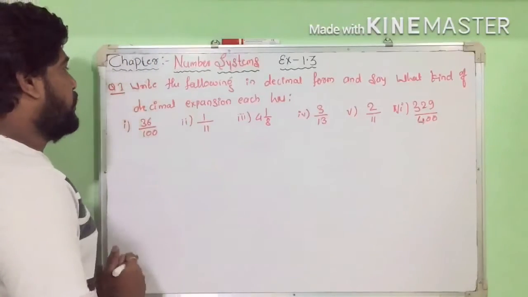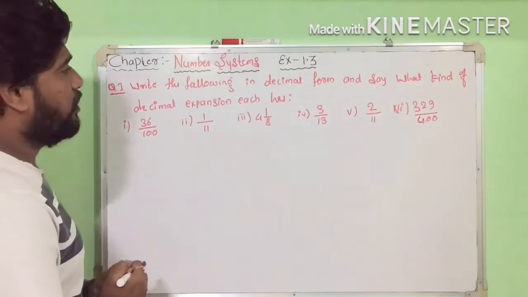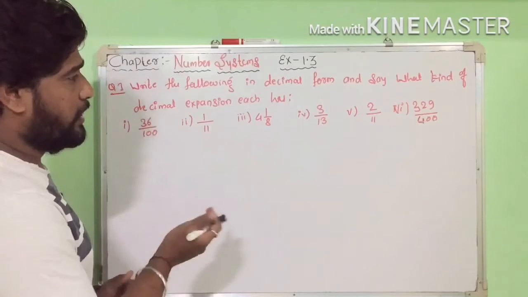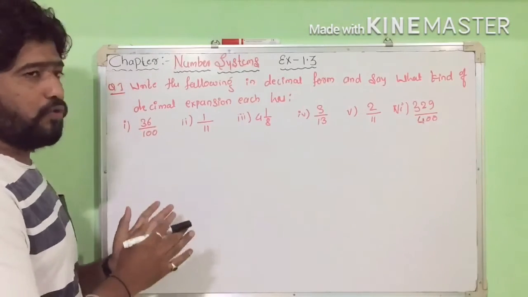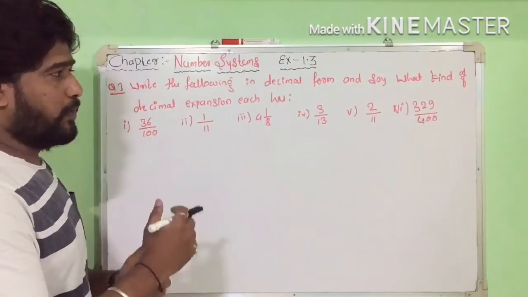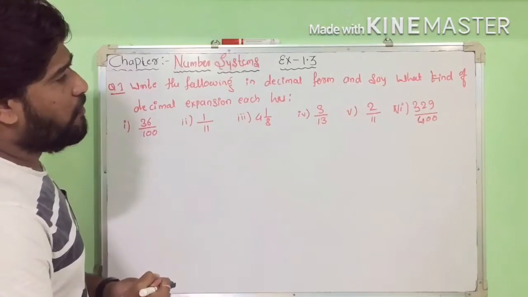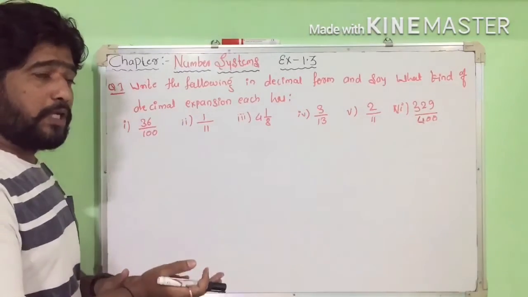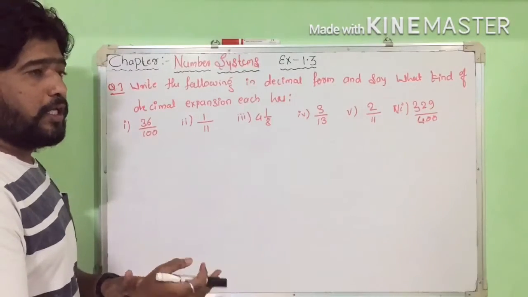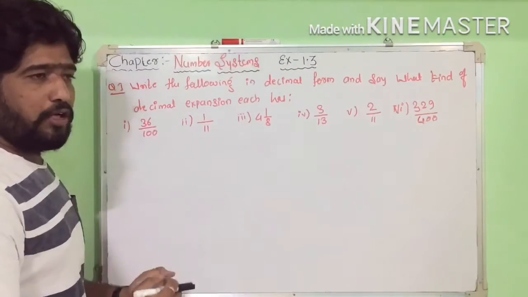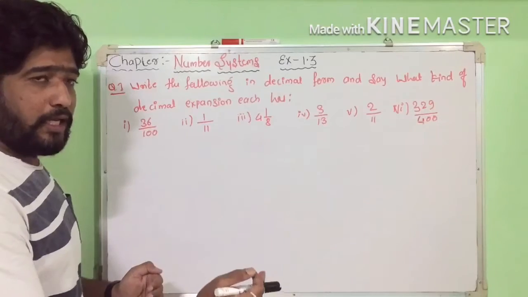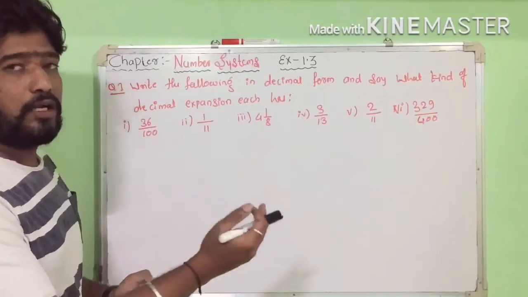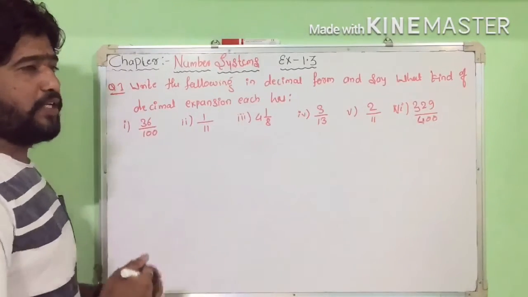So exercise 3, the first question they have given: write the following in decimal form. Here we want to write in decimal form and say what kind of decimal expression each has. It means whether it is terminating, or non-terminating, or terminating recurring, or non-terminating non-recurring. So we have to mention that here.